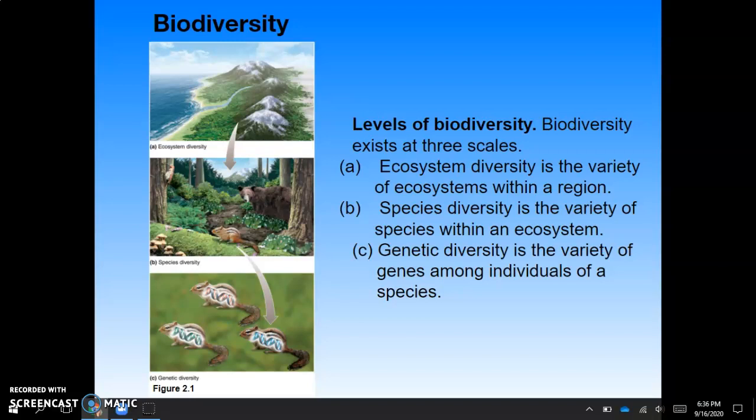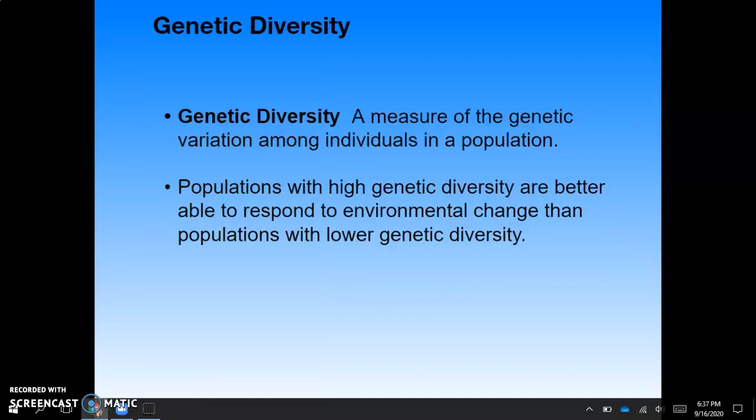Species diversity is the variety of species within an ecosystem. So in one ecosystem, how many different types of species are there? And then genetic diversity is the variety of genes among individuals of a species. If you think about humans, we are one species, but we've got a great amount of genetic diversity. We look different in our hair color, our eye color, our skin color, our personalities, our heights, our weights, all kinds of genetic diversity in humans. But that also applies to other species as well.